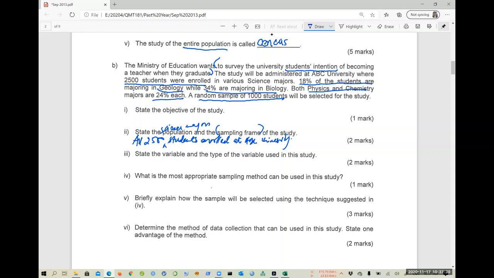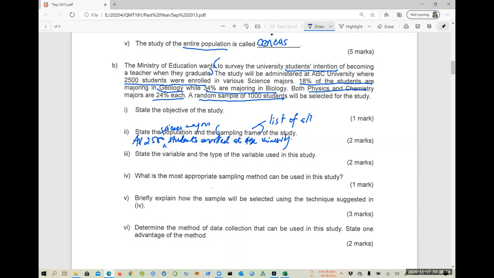Okay, what you need to do in order to come up with a sampling frame, you just need to add the terms list of all. So to write down the sampling frame, you just need to state list of all 2,500 science major students enrolled at ABC University. So that means you just add the words list of all in front of the answer for your population. Okay, so that is for the sampling frame.